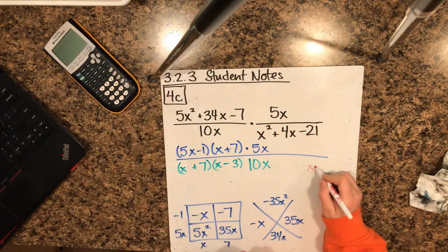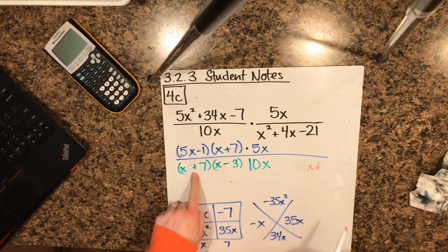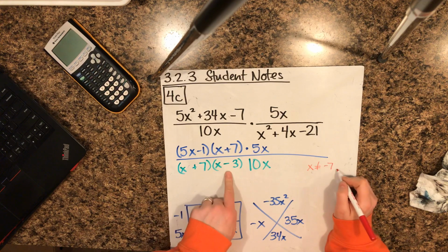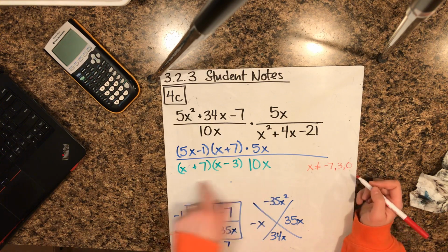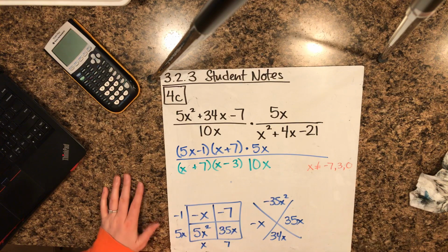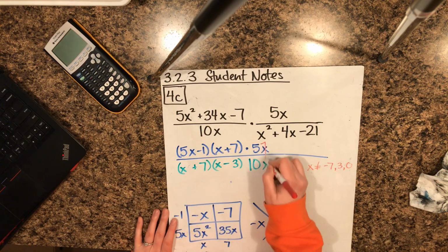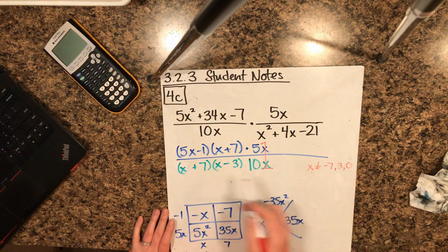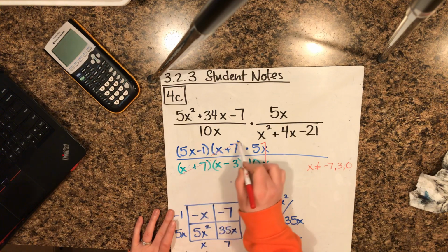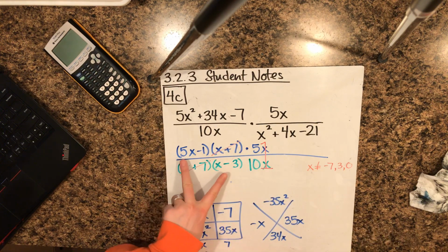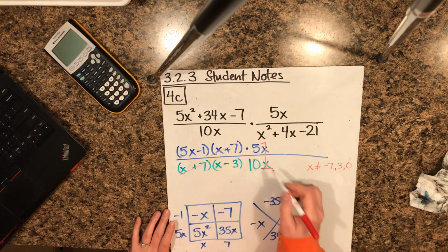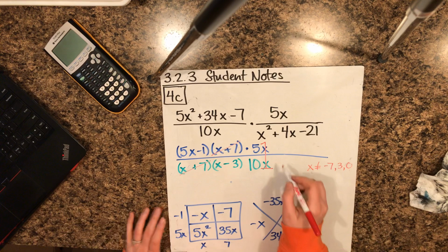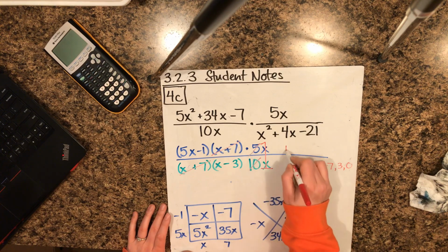So x cannot equal negative 7, positive 3, and 0, because 0 times 10 makes 0, and then the whole thing is 0. Now I'm looking for giant ones. X, giant 1. X plus 7, giant ones. Those do not match, but I can simplify 5 over 10. We know 5 over 10 is the same thing as 1/2.